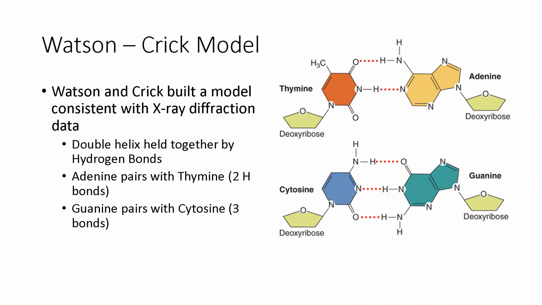They proposed that the DNA molecule forms a double helix, held together by hydrogen bonds between base pairs. Adenine pairs with thymine using 2 hydrogen bonds, and guanine pairs with cytosine using 3 hydrogen bonds. This pairing ensures faithful copying of genetic information during replication.